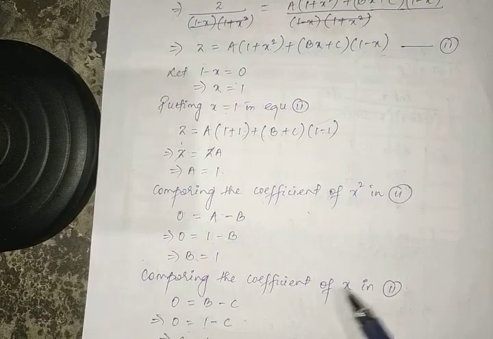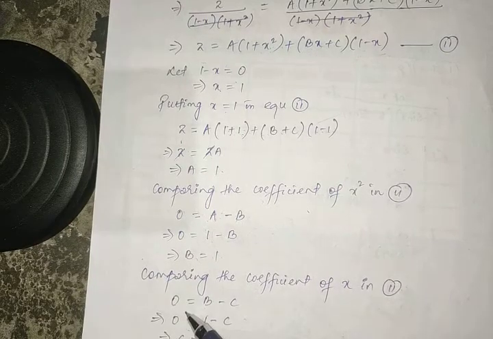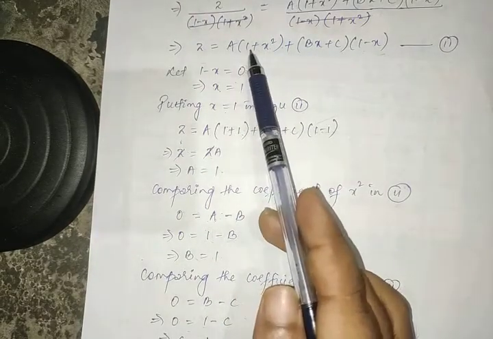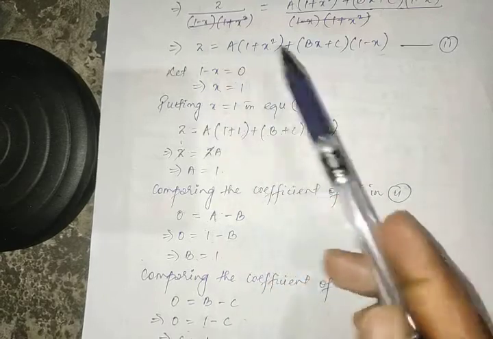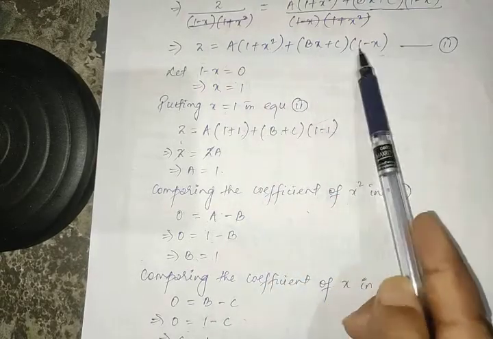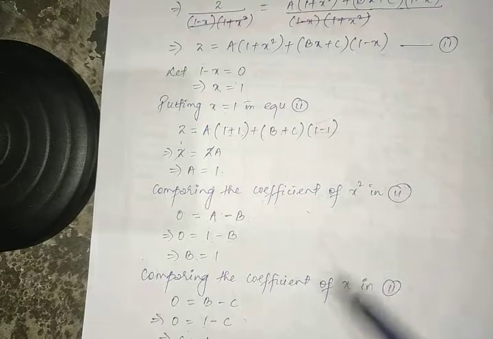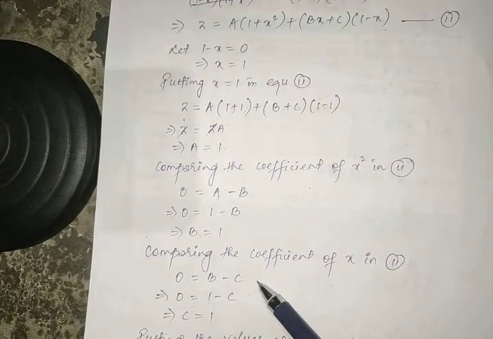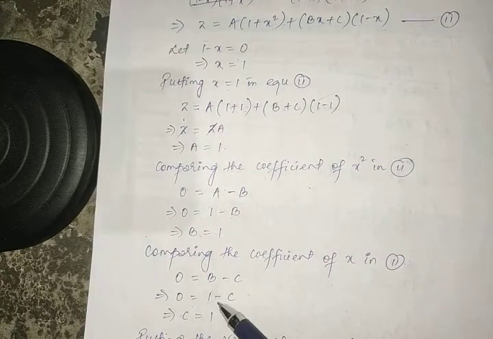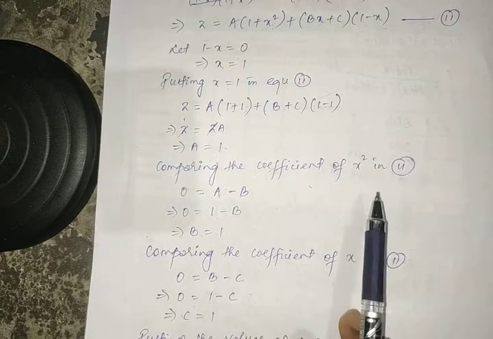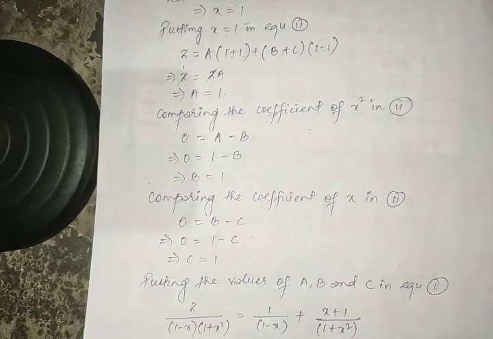So comparing the coefficient of x in equation 2, we'll get 0 equal to, in this part there is no x, so this part is 0 only, no need to take it. From this part we get bx and then minus cx, that means b minus c. So 0 equals b minus c, and b we got 1, so 0 equals 1 minus c. From here we'll get c equal to 1. So we got all the values of a, b and c.